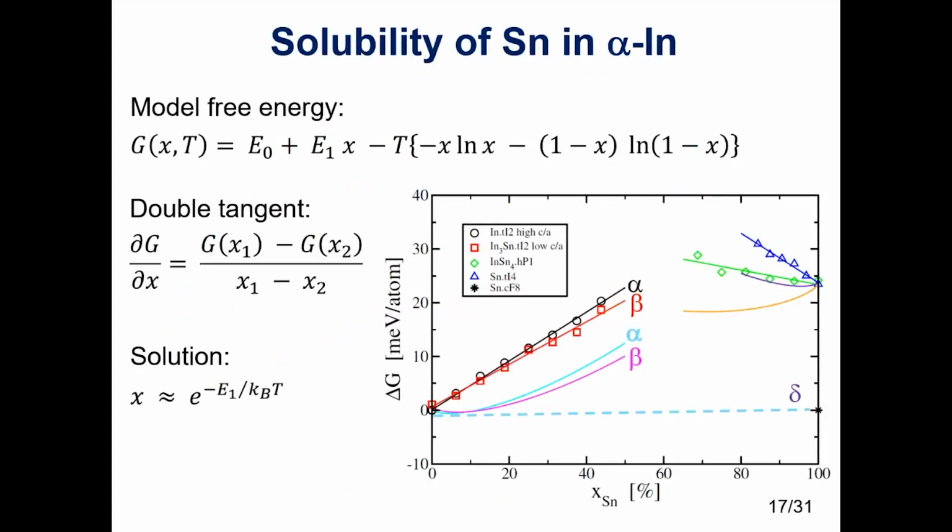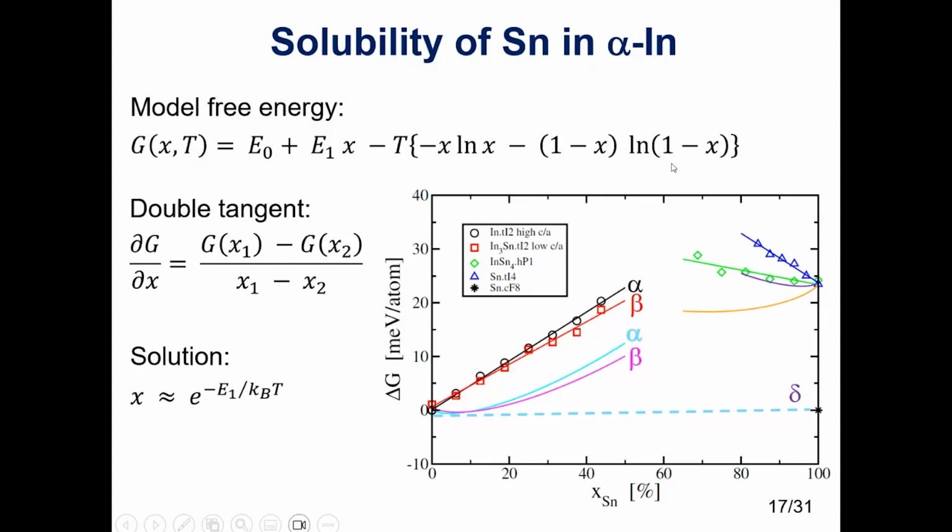Okay, so let's look, for example, at understanding the solubility of tin in alpha indium. So here's our model free energy. We have E0 equals 0. That's the energy of indium without tin. And then if we add a fraction x of tin, it increases linearly. And now we're subtracting T times the entropy.